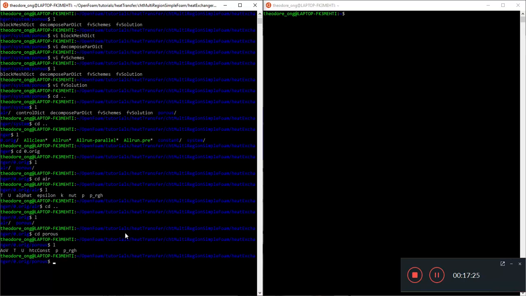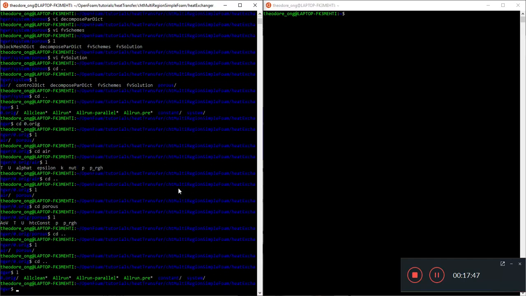Okay, so for porous we have something a little more complicated because I think it's a different solver. Again, we have not looked through porous regions yet, so that may require us to take a look at how we solve porous region cases. That's another video for another time. But this is basically to see how this case is structured.